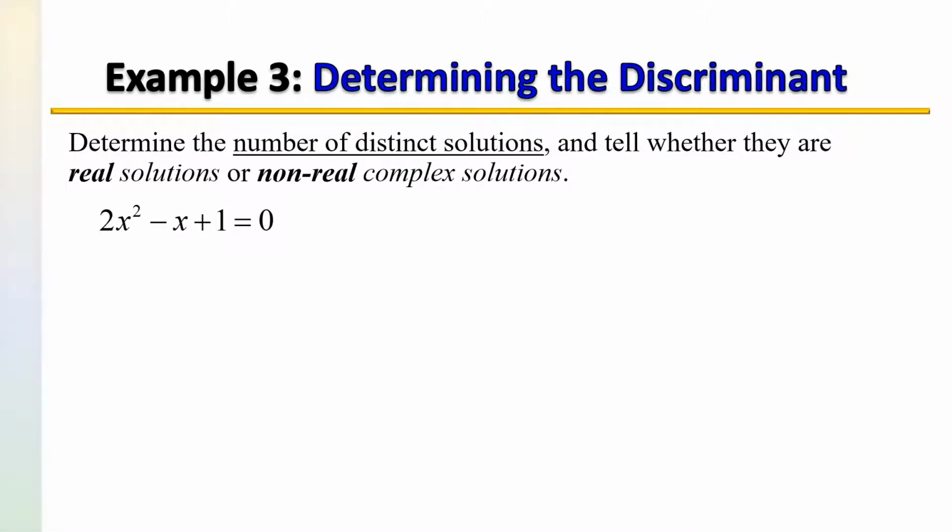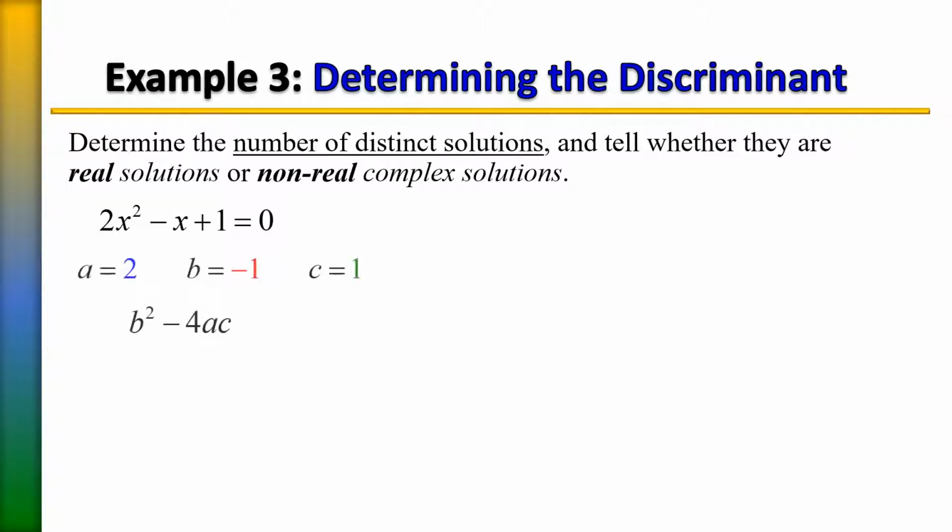Example 3, determining the discriminant. So here we're given 2x squared minus x plus 1. Since it's in standard form, let's go ahead and assign variables. Notice a is 2, b is -1, and c is 1.